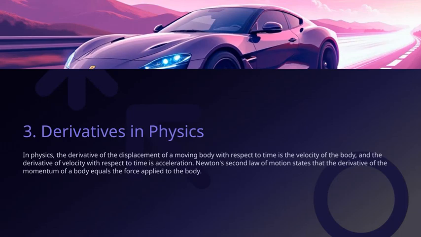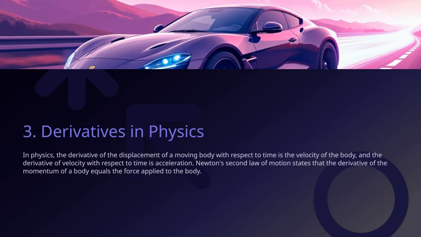Now, in physics, when we talk about the displacement of a moving body, the derivative of that displacement with respect to time is what we call velocity. Essentially, velocity tells us how quickly and in what direction an object is moving. If we take that a step further, the derivative of velocity with respect to time gives us acceleration, which describes how the velocity itself is changing over time.